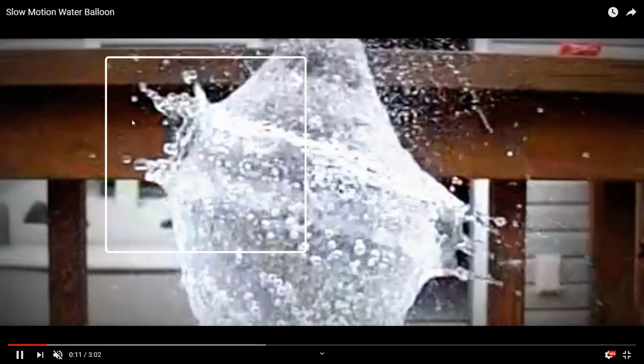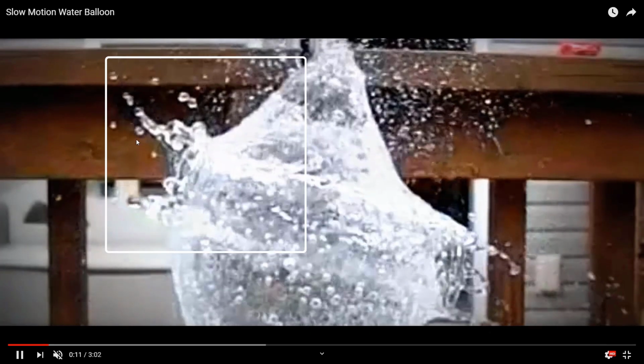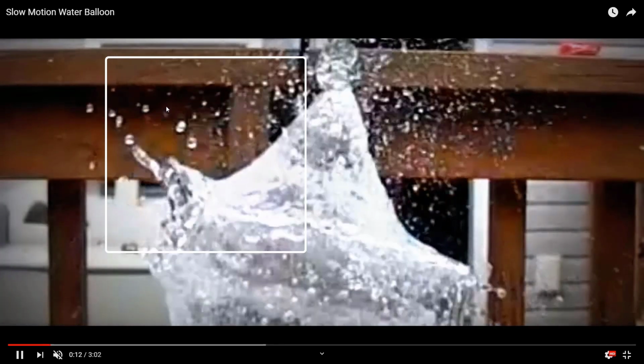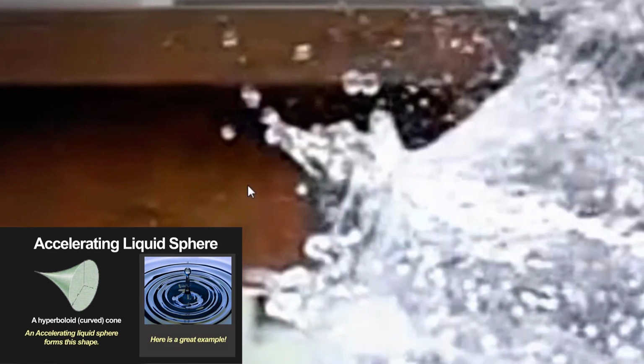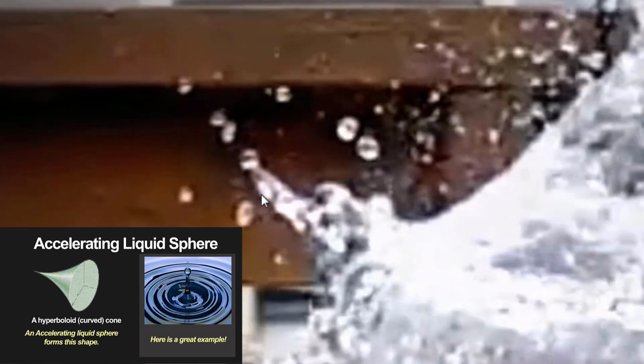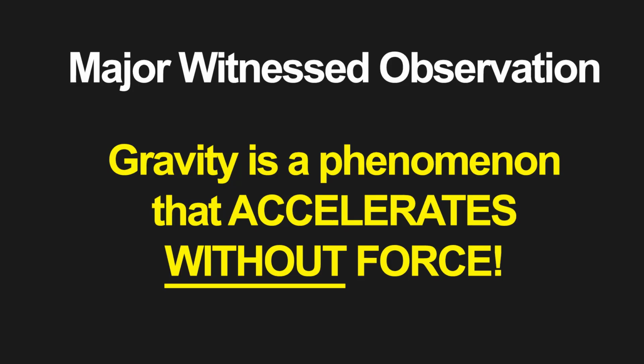An accelerating sphere of liquid that is accelerated by an actual real force takes on a hyperboloid cone shape. None of these falling drops of water are at any time hyperboloid in shape at the beginning of their descent. They are spherical immediately. This confirms that gravity has absolutely no force component at all.